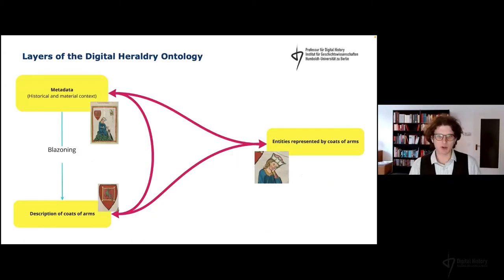Because as I pointed out before, the same coat of arms could be used in different contexts, but the same coat of arms could also be used by different actors. So we need to have at least these three layers or ontological modules in a technical way to actually be able to use our data for meaningful historical research. And such data can then be reused by other historians, art historians, historical auxiliary scientists, or archivists, to name just a few possibilities, aside from the research questions we are working on in this particular project.